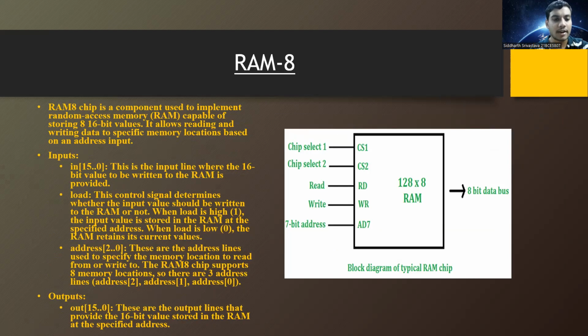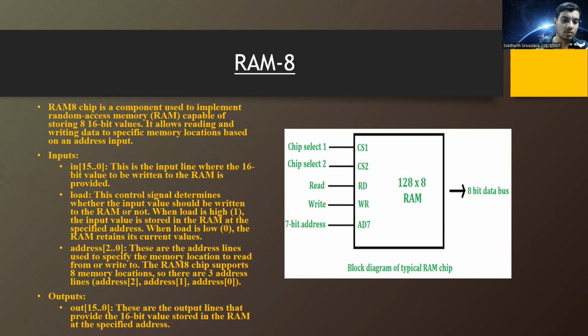From the input side, this is the input line where the 16-bit value to be written to the RAM is provided. And there is also a load line. This control signal determines whether the input value should be written to the RAM or not. When the load is high, the input value is stored in the RAM at the specified address. When load is low, the RAM retains its current values.